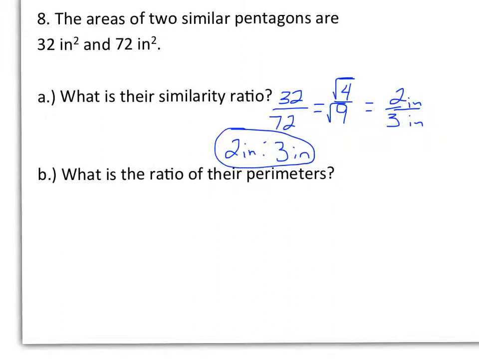Then in B, the ratio of their perimeters would just be the same thing. 2 inches to 3 inches.